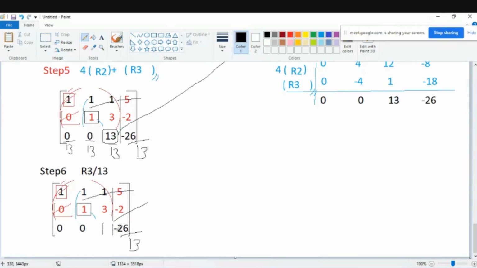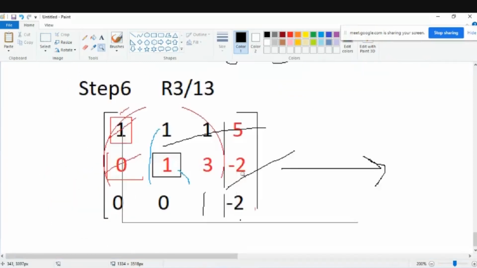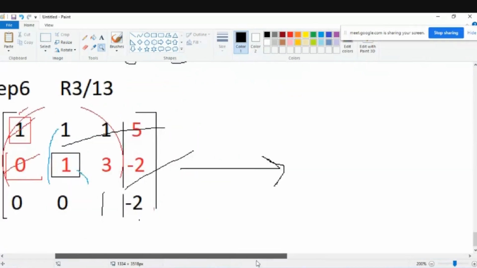And -26 divided by 13, when you do that with the calculator, it will give you -2. Then all the steps are finished. Look, even step 6 is finished. After that, I should convert this matrix to be an equation. Okay, how to do that? How to convert the matrix to be an equation? Yeah, it's easy.